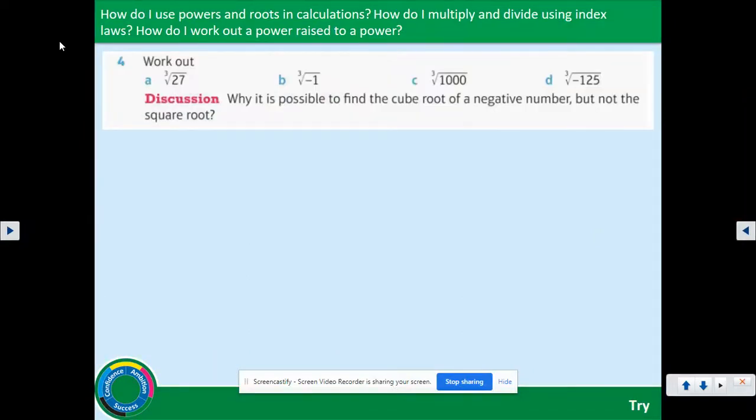So have a go, please. Pause the video and have a go at the questions that are on the slide there. And then think about the discussion point. Think about why it is possible to find the cube root of a negative number, but not the square root of a negative number. So consider that, please, whilst you have a go, after you've had a go at those 4 questions there. Pause the video and play when you're ready for the solutions.